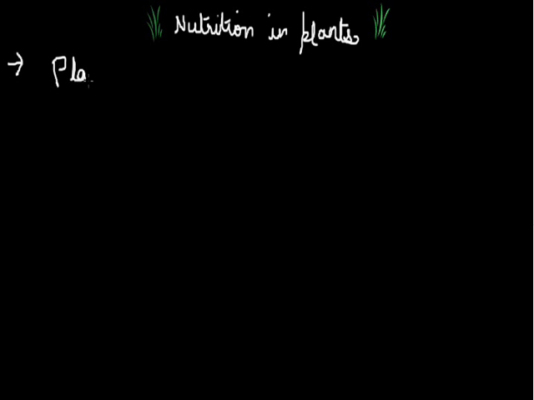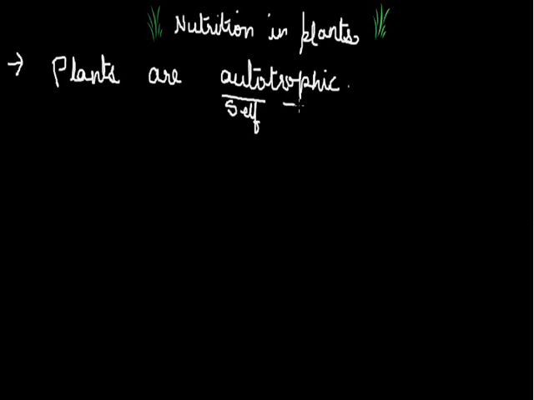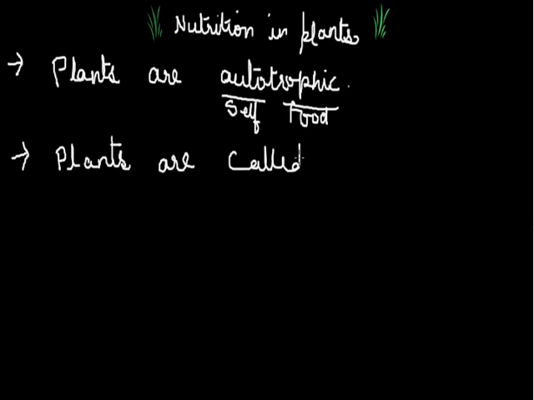Plants are autotrophic in nature. Now, what do you mean by autotrophic? The word auto means self, and trophic means nourishment or food. So, the organisms which can prepare their own food are called autotrophic. The second point is, as they are able to produce their own food, plants are called producers because they synthesize their own food.